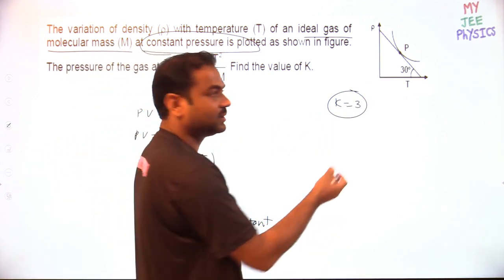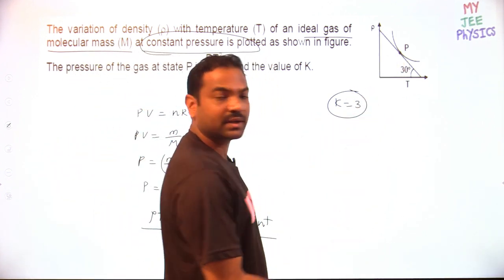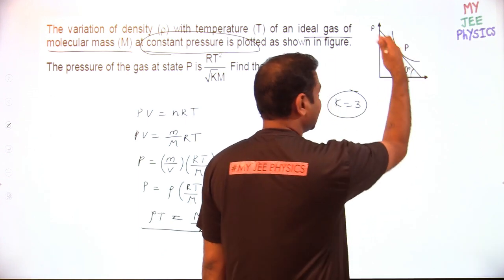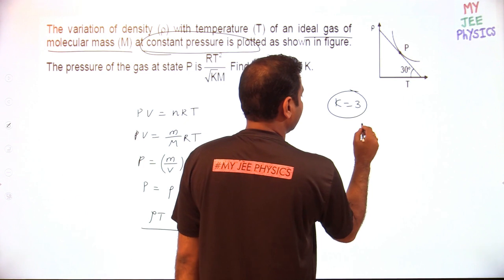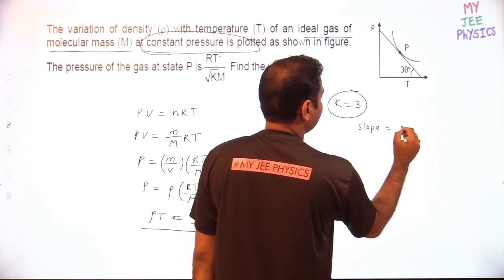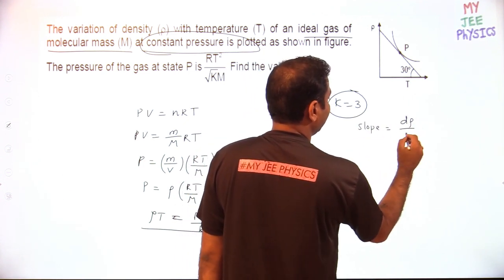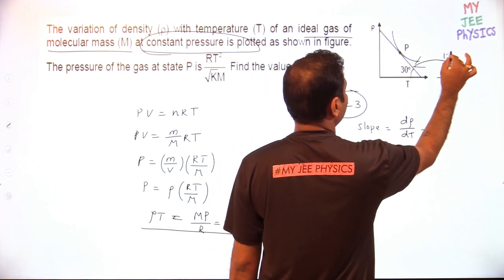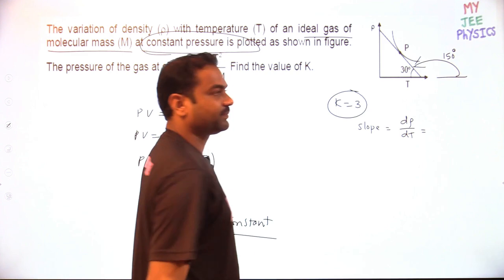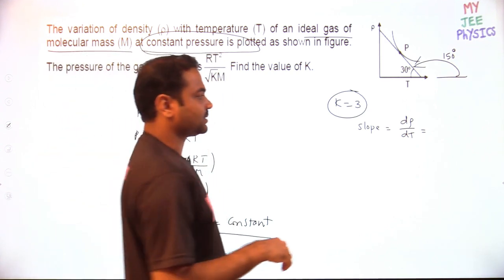Okay. From looking at the graph, what can we say? The first thing is the tangent, and the slope of the tangent. Okay. What is the slope at the given point? At the given point the slope is equal to d rho by dT, that is equal to how much? So it makes how much angle? It is making 150 degrees with the positive x-axis. We have to take the angle from the positive x-axis, okay?